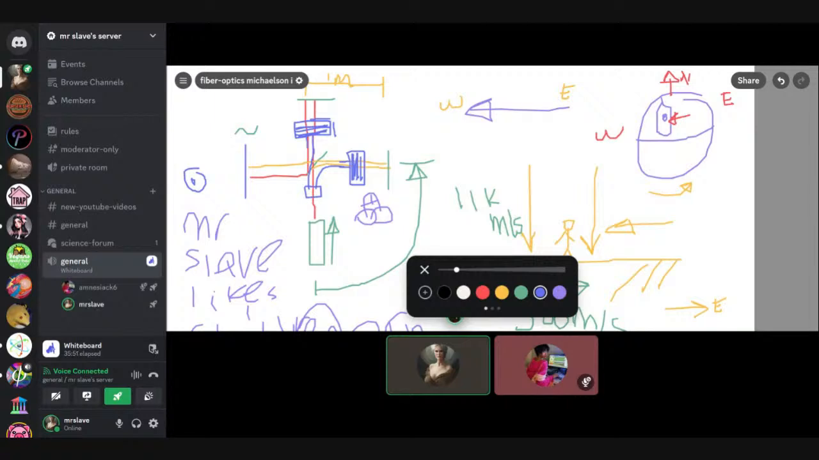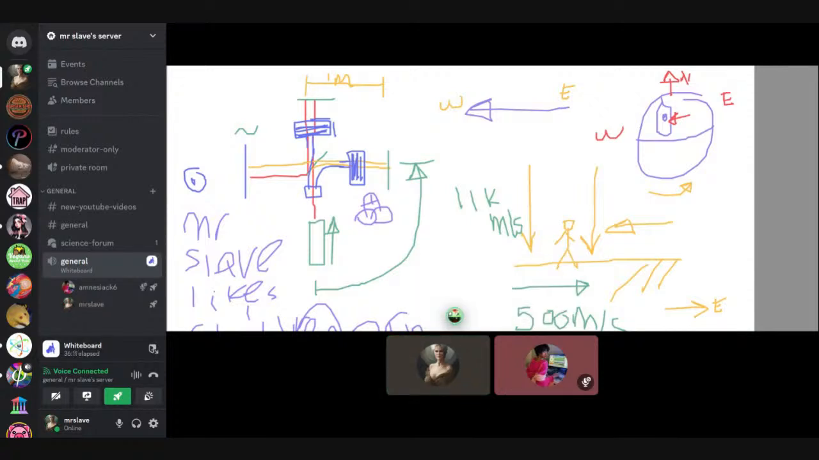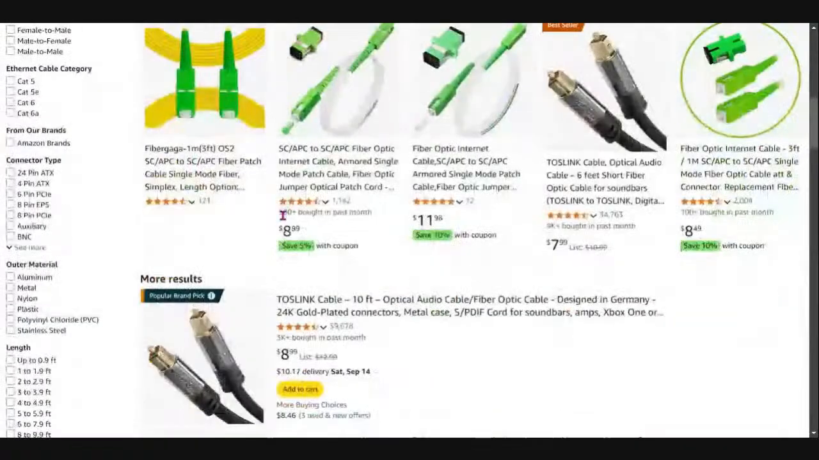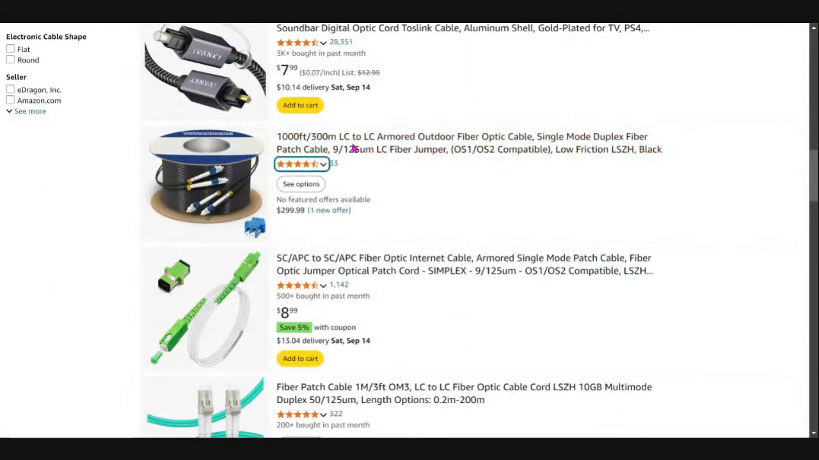It's really straightforward. So it's, I would say, under $1,000. Most of the cost here is the two fiber optic rolls. What do you call these things? Rolls? What do you call this thing? LC to LC armored outdoor. Or you can even conduct this experiment outdoor. Fiber optic cable, single mode duplex fiber patch cable. I don't know what this thing is called. It's a roll.